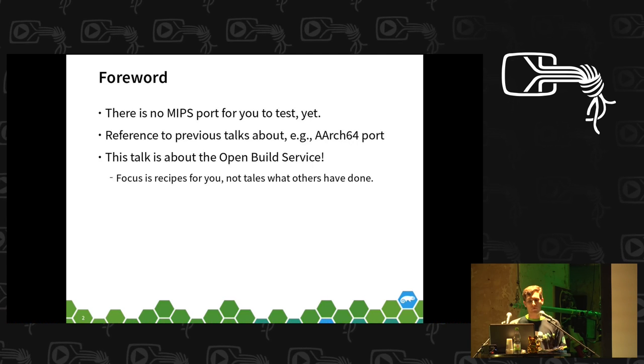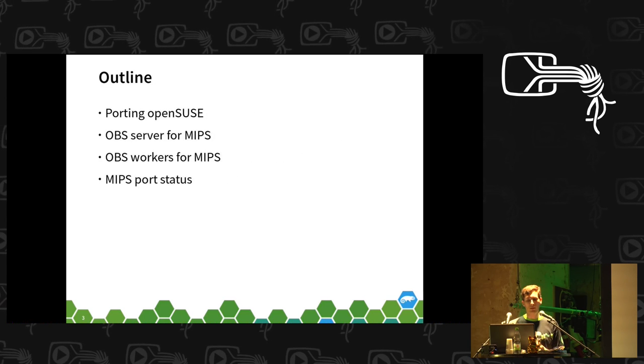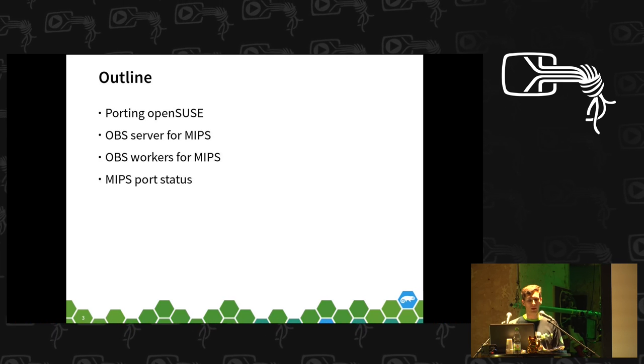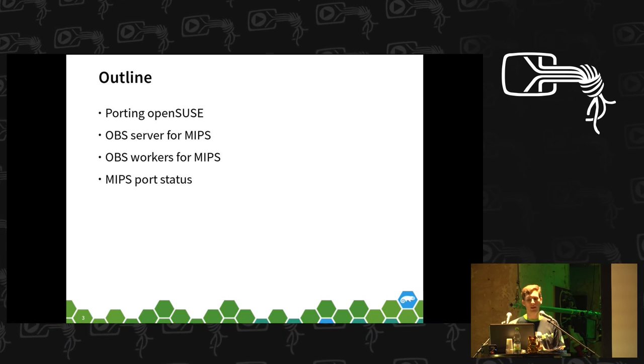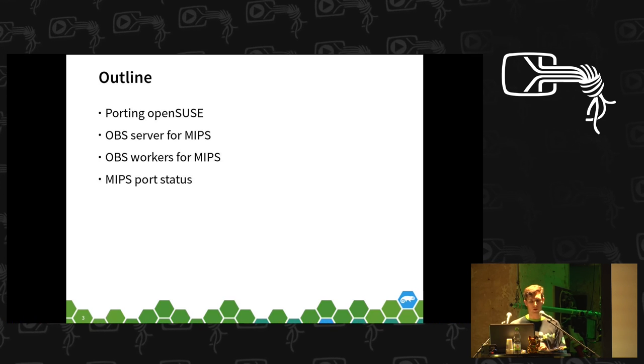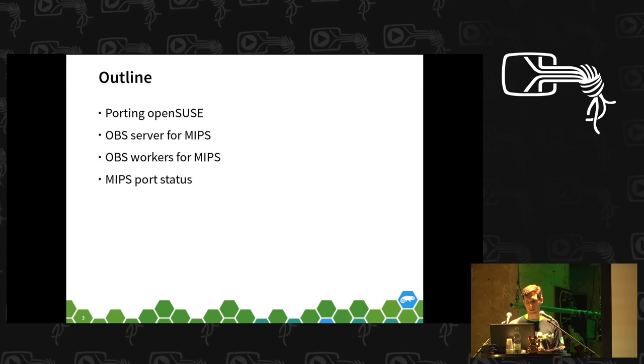This is roughly the outline. First, I'm going to talk about porting openSUSE in general, then moving on to specifically MIPS, the Open Build Service server setup that I've been using, and then the workers, and finally the status of where I have been lately.